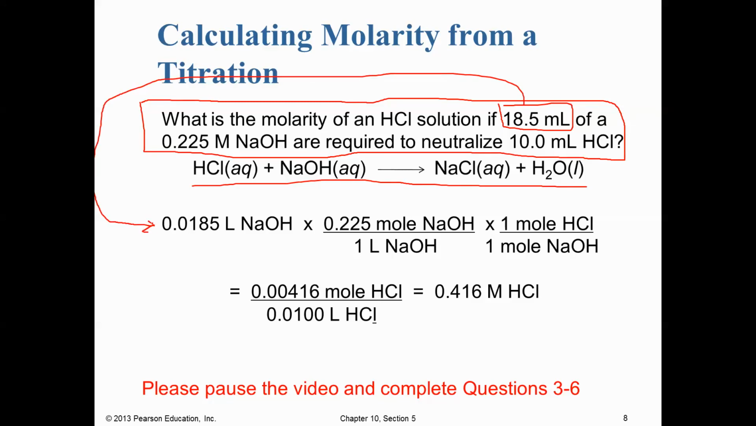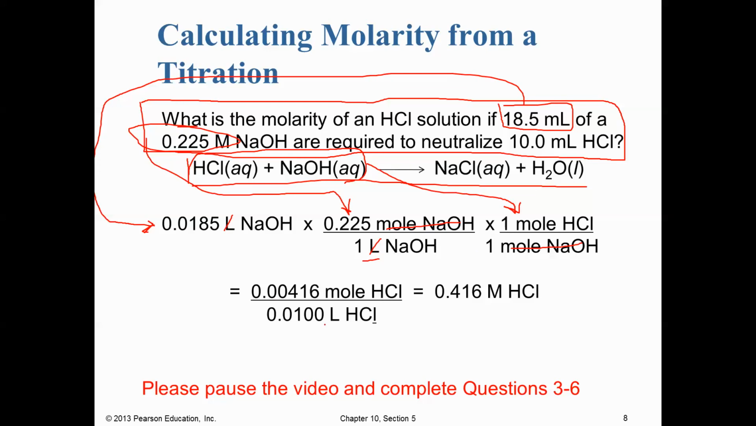You'll notice it's been converted to liters. Why? So we can cancel it out with our molarity right here. So our liters cancel. Here's our concentration, which was given in the problem as well, so that goes right here. Then we use our balanced chemical equation. We can see that HCl and NaOH react in a 1-to-1 ratio, so that goes right here. Our moles of NaOH cancel, and we're left with moles of HCl.